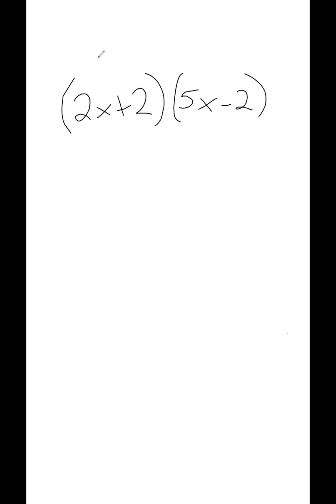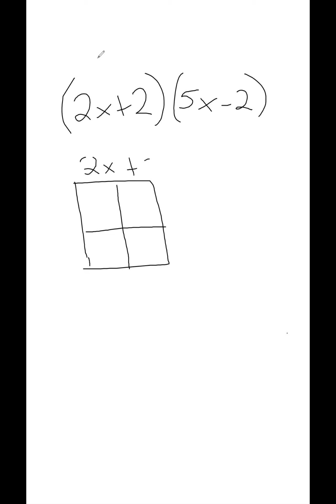Okay, so we have 2 sets of two sets here. We're going to draw a little box. And this is how we do the box method. So we have 2x plus 2. I'm going to go ahead, and I like to put the first one on top. There we go. Then we have 5x minus 2. I like to put that one on the side.